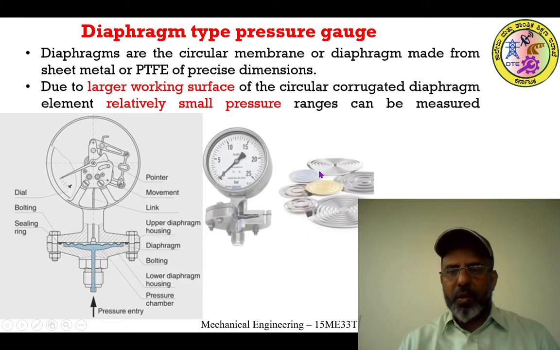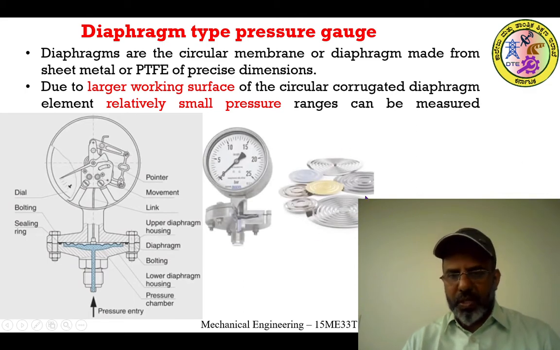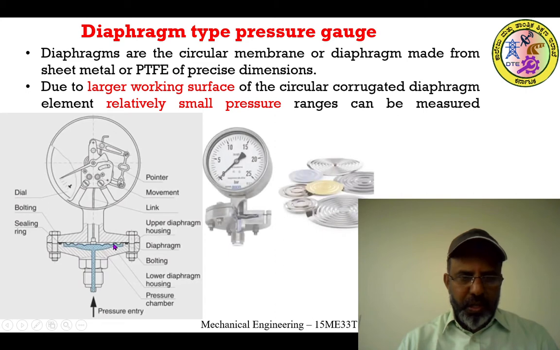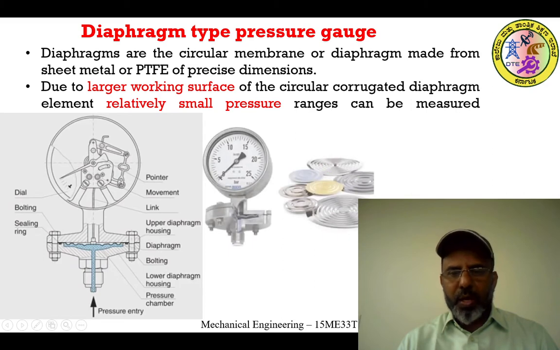And these circular corrugated diaphragms are made up of either sheet metals or polytetrafluoroethylene, that is PTFE, of precise dimensions, which you are going to see in the cross section here. The corrugated diaphragms have a very large circular working surface. This large working circular corrugated surface provides to measure relatively small pressures. You can see here the cut section of how these diaphragms are placed between the upper and lower housings.